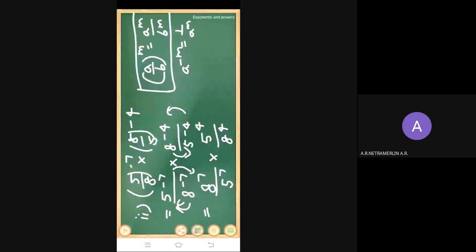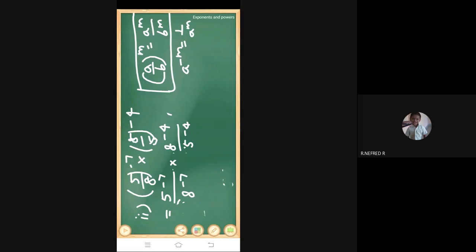Or else one more method is there. Shall I say that? Okay, ma'am. Yes, ma'am. See here. One more law is there: a power m divided by a power n is equal to a power m minus n.